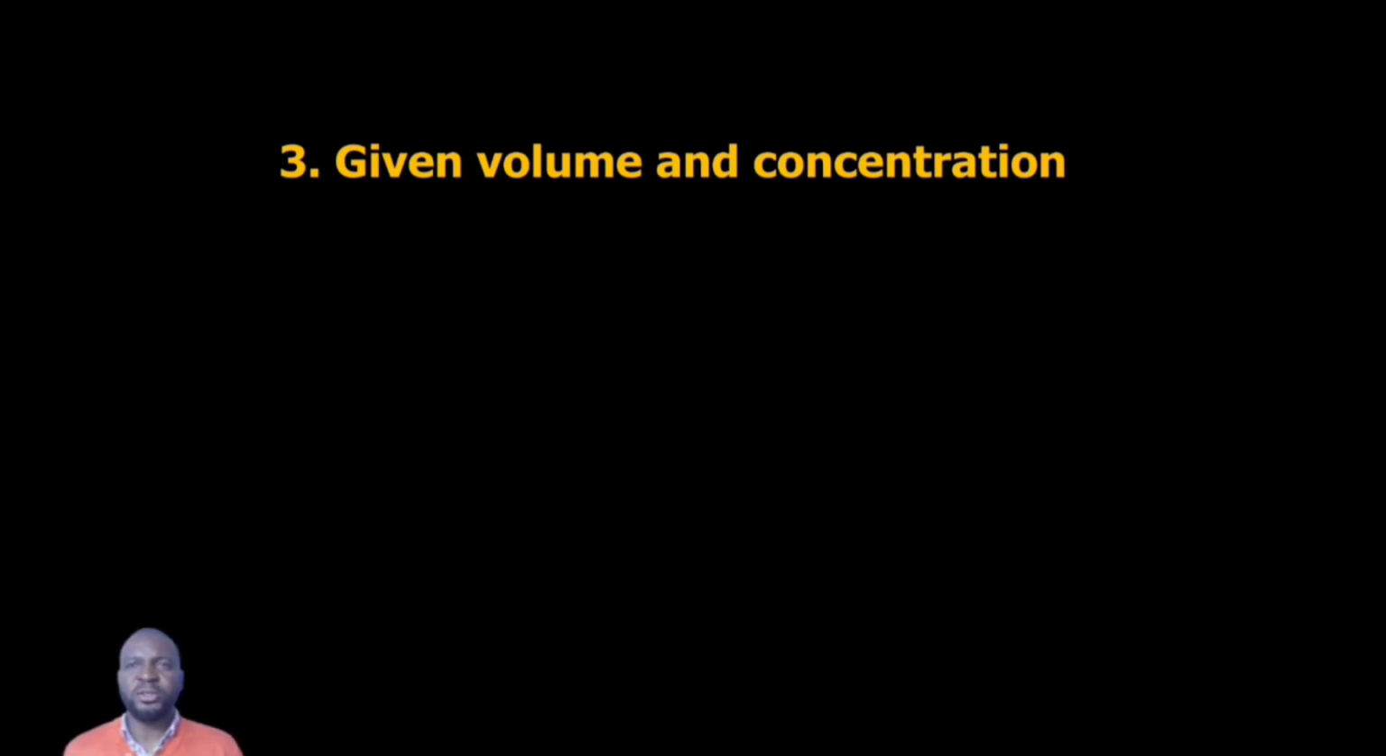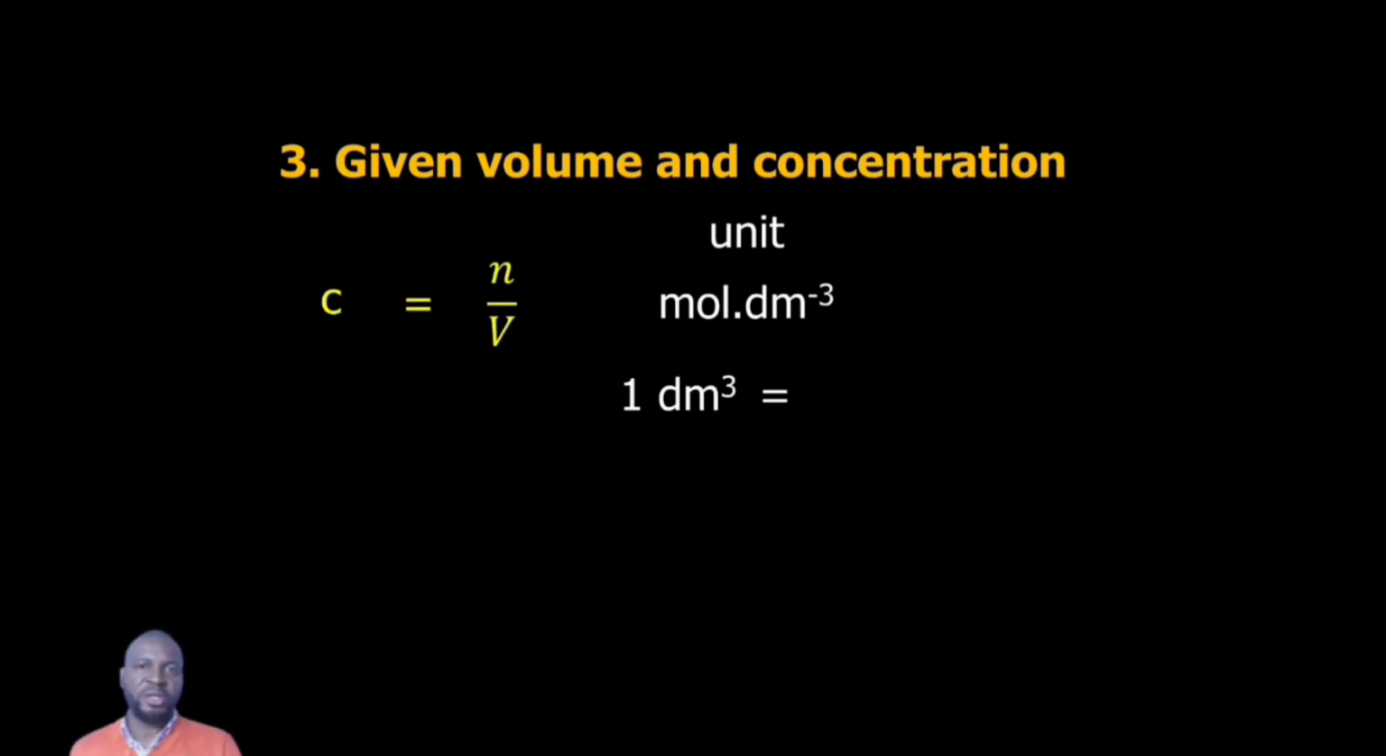Third way to calculate moles is given the volume and concentration. Well, we know that concentration is moles divided by volume. And the unit for concentration is moles per decimeter cubed, where 1 decimeter cubed is actually 1 liter, so it's moles per liter. We can rearrange this formula, C equals little n over big V, and say moles equals CV. So to calculate the moles given concentration and volume, always say moles equals CV.